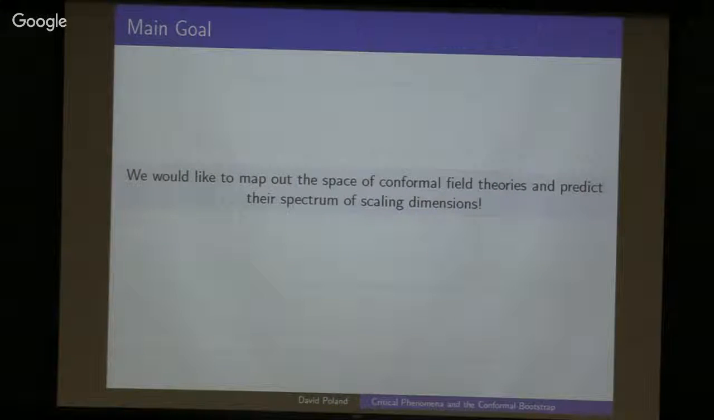Okay, so I think this leads to an obvious big goal: can we map out the space of conformal field theories, figure out what all the different conformal field theories are, and for each of them, particularly the ones that show up in real-world systems or other motivations, can we figure out how to predict their spectrum of scaling dimensions? Okay, this is what we're going to try to do.